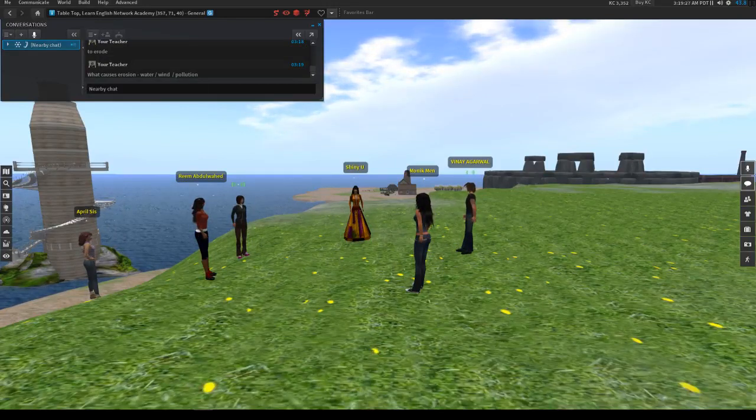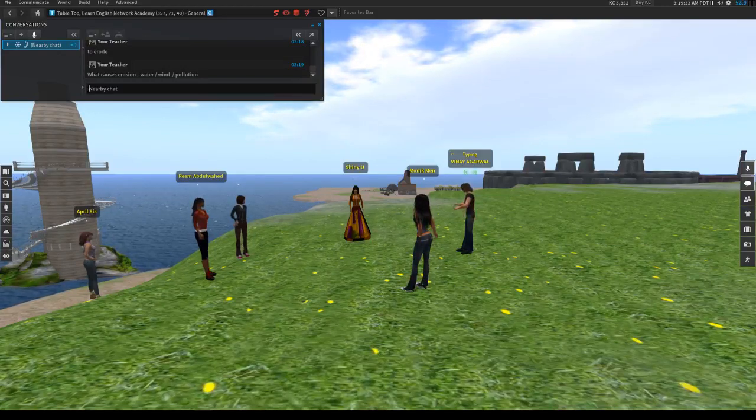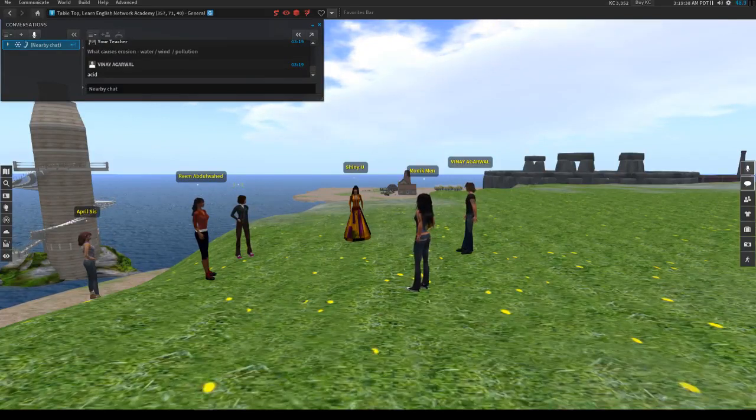Okay, so who would like to read next? Acid also causes erosion. Yeah, acid erosion. Yeah, pollution, acid rain. It can all cause erosion.